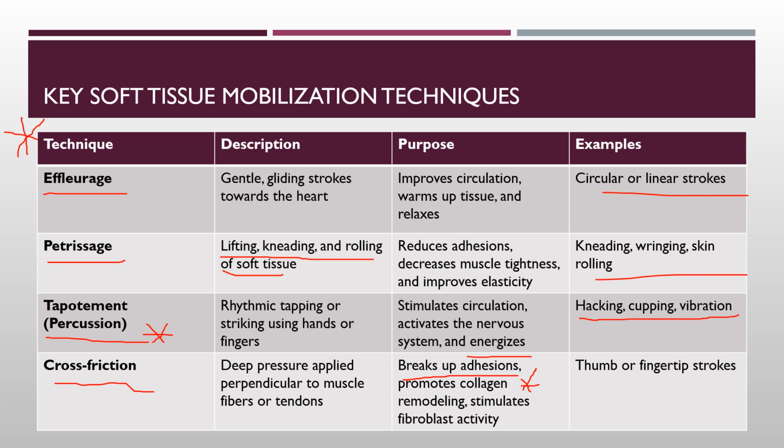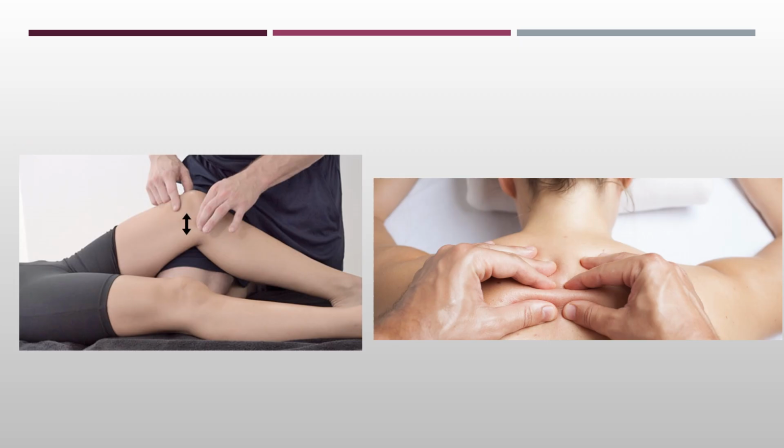So the first stress that we may introduce would be something like cross-friction mobilization. We can use a thumb or a fingertip stroke. We're going to cover those in lab to really see what those look like. But again, start this slide, make sure you know the description and the purpose of these techniques.